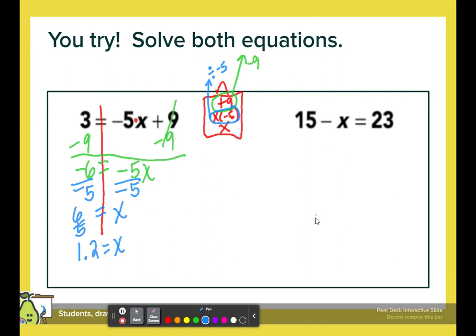All right, try this one on the right. Pause the video here and then come back and see if you're good.